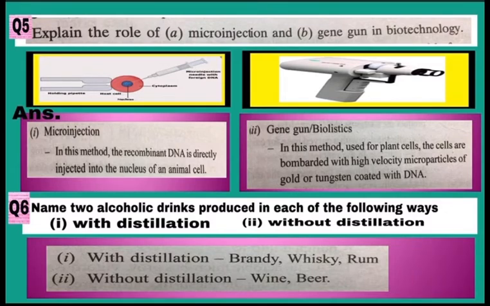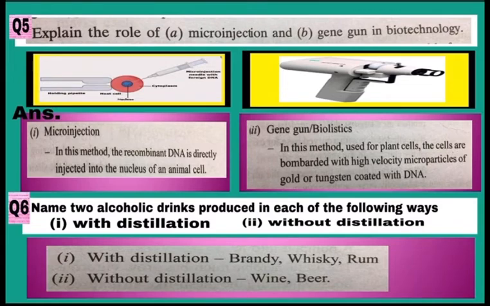Gene gun technology is used in plant cells. Here cells are bombarded with high velocity microparticles of gold or tungsten coated with DNA. So these two are very important in biotechnology.